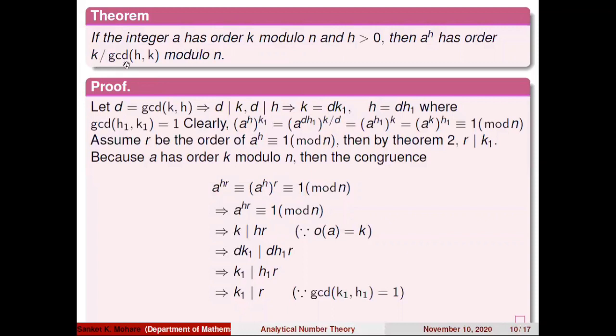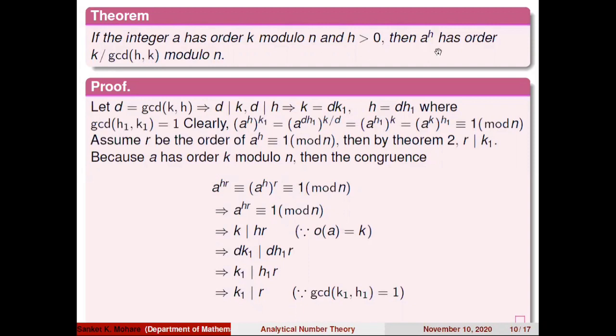12 upon GCD of h comma 12. h is what here? Power of 2. Power of 2 is what here? 2 square. That is 2. So GCD of 2 comma 12 is what? GCD of 2 comma 12 is 2. Okay, so 12 upon 2 is equal to what?